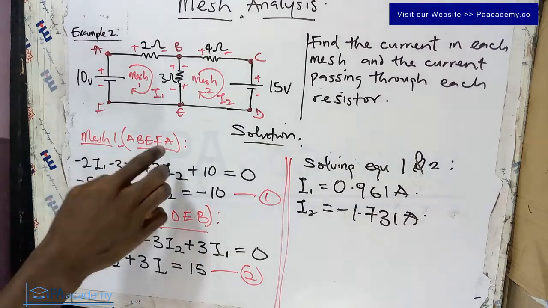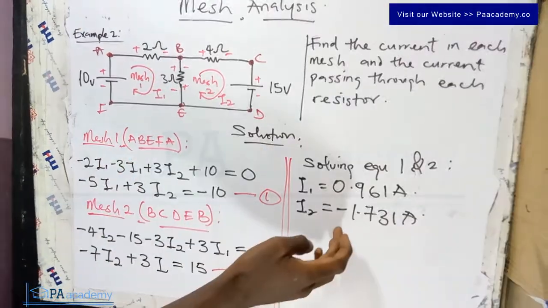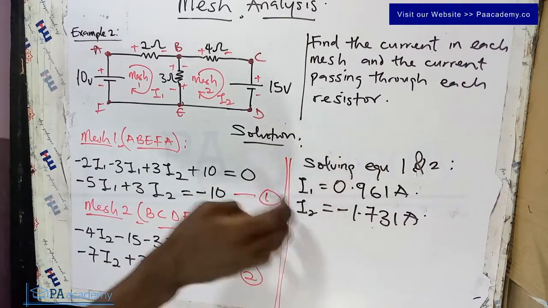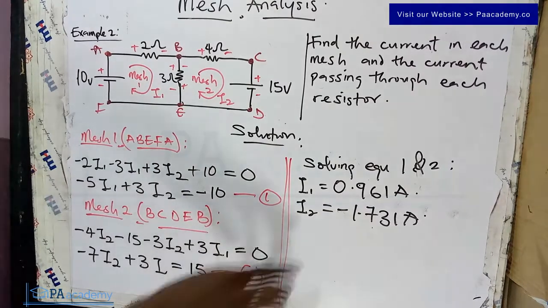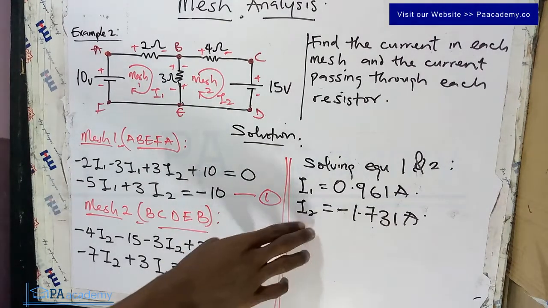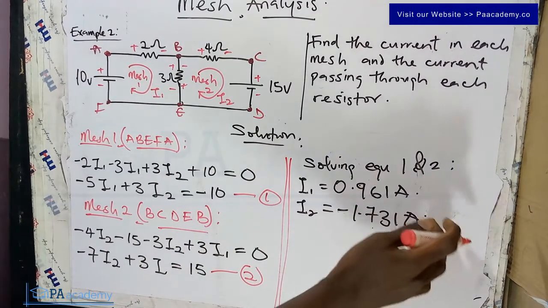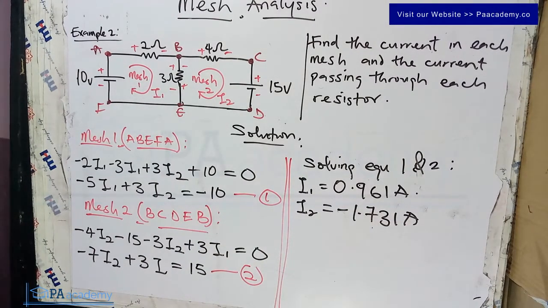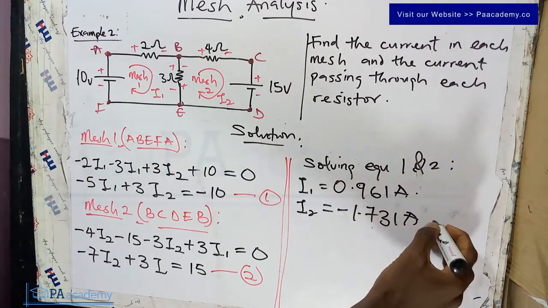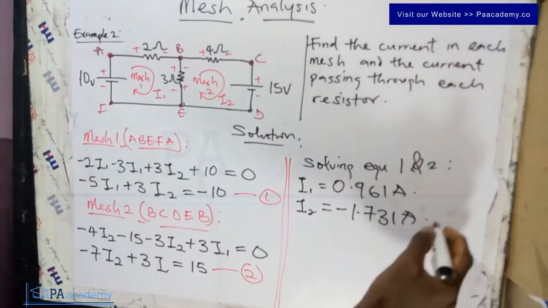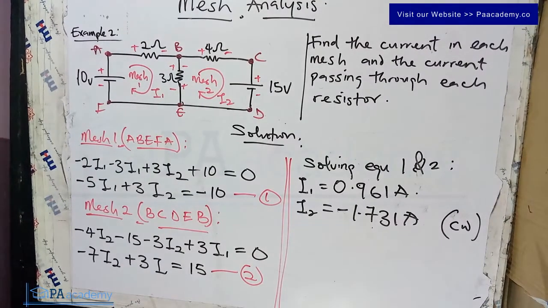Is that clear? That is why we have negative, because we assumed it's flowing clockwise, and our assumption gives us a negative value. So negative means the current is actually flowing in the anti-clockwise direction. That is the current passing through I2. In a situation like that, you can always indicate the direction that you used to arrive at your answer, for example clockwise. So that's what brought about that.